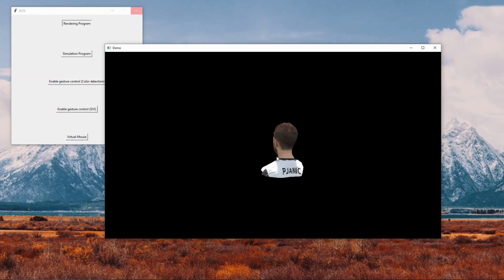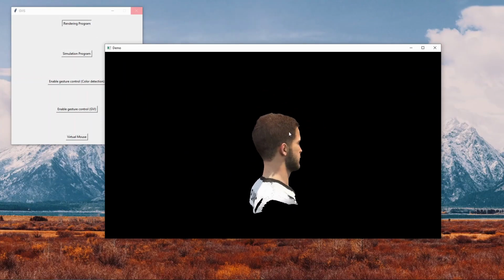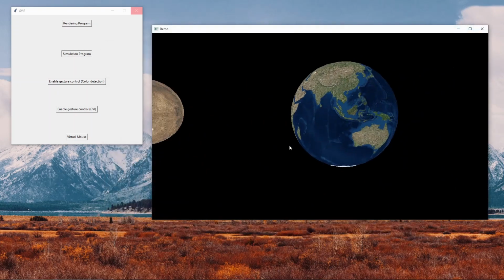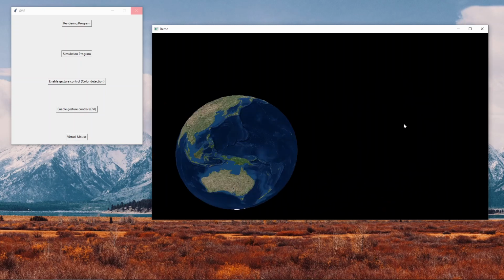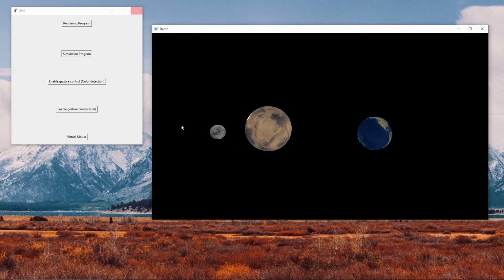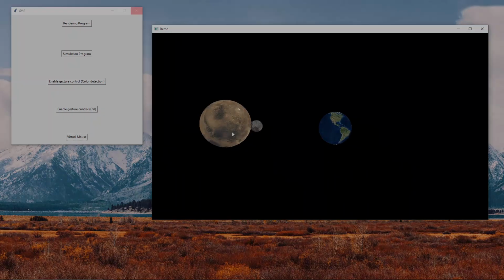This 3D rendering software is capable of loading and rendering 3D objects with more than 1 million vertices and triangles while maintaining a good frame rate. This is achieved using Python and OpenGL shader programs, which allows us to take advantage of GPU's processing power.